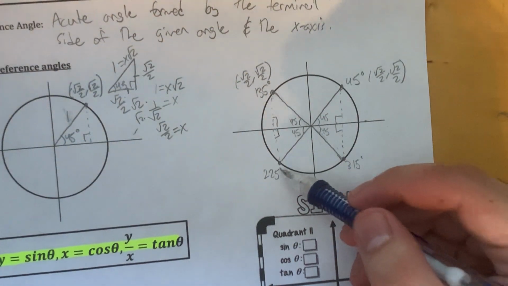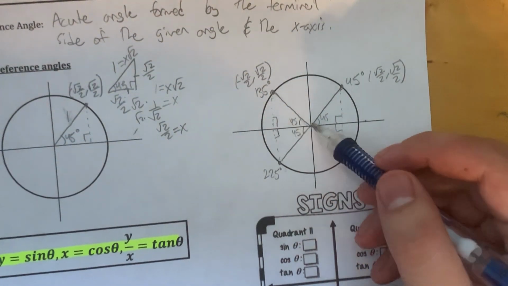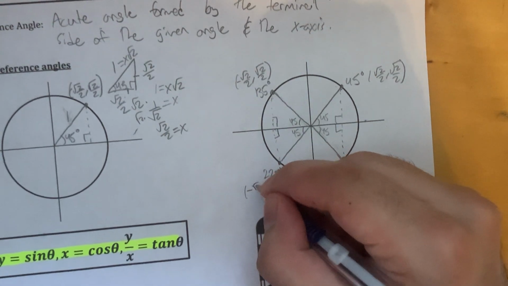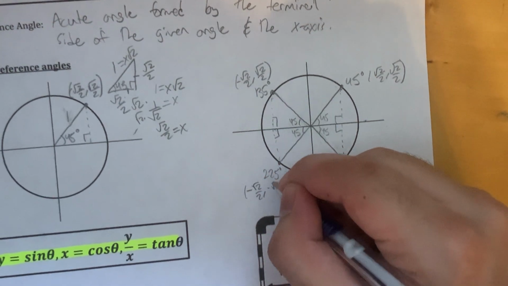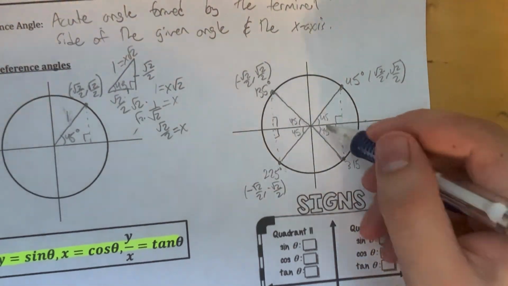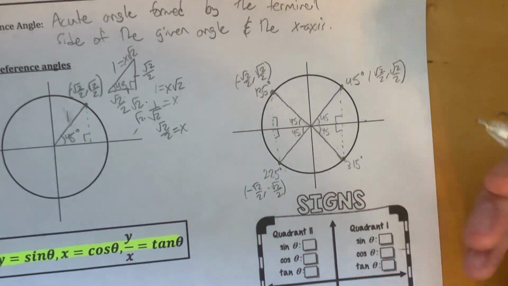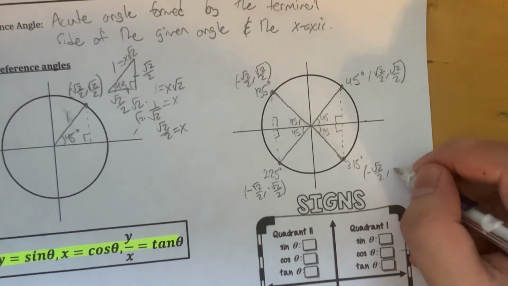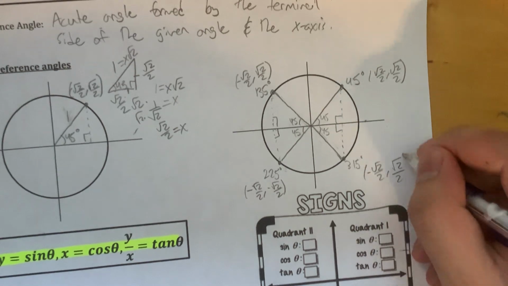What do you think is going to happen in this quadrant? Right? Both of them are negative. Negative x, negative y. So it's going to be negative root 2 over 2 and negative root 2 over 2 for x and y. What about here? We get a positive x and a negative y. So the first one is going to be negative root 2 over 2, and then the second one is going to be positive root 2 over 2.